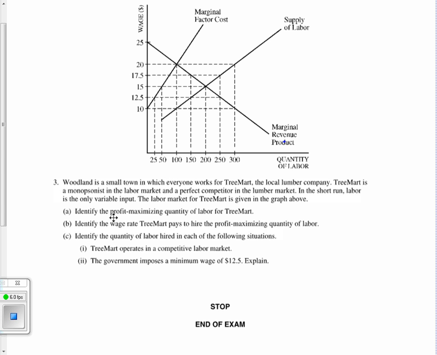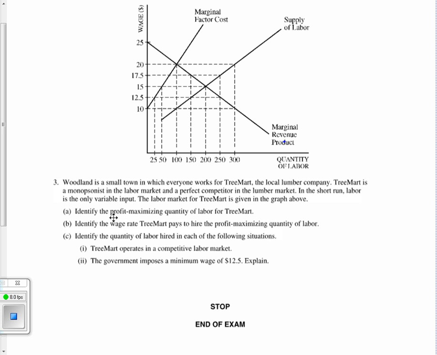Here is a graph of monopsony on a released AP exam question. Woodland is a small town in which everyone works for Tree Mart, the local lumber company. Tree Mart is a monopsonist in the labor market and a perfect competitor in the lumber market. In the short run, labor is the only variable input. The labor market for Tree Mart is given in the graph above.